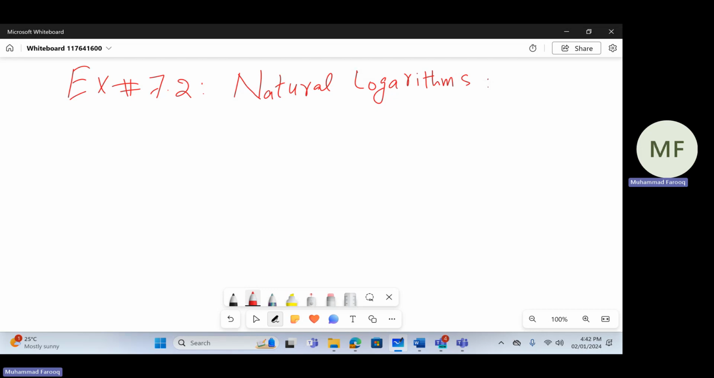Why? Because we need their differentiation and integration. Only natural logs have differentiation and integration. Common log, meaning ordinary log, doesn't. You cannot differentiate it, you cannot integrate it. But we have questions to integrate, so how? We will learn, inshallah.